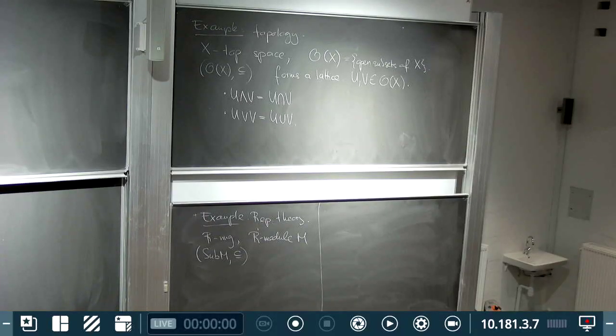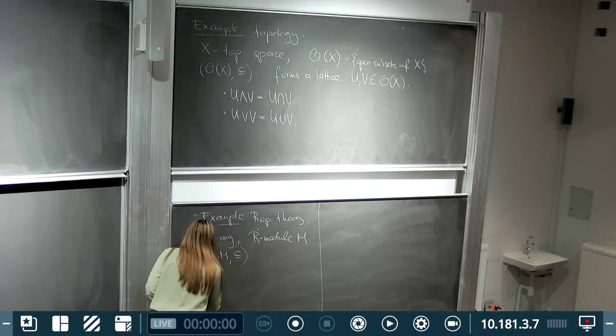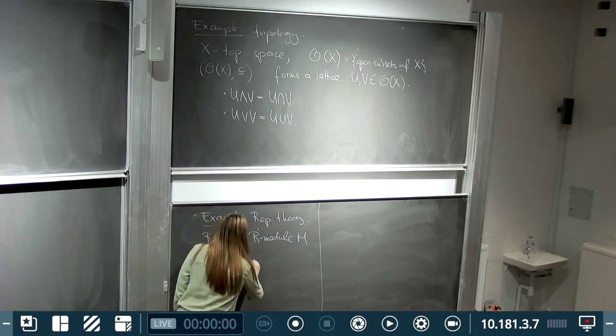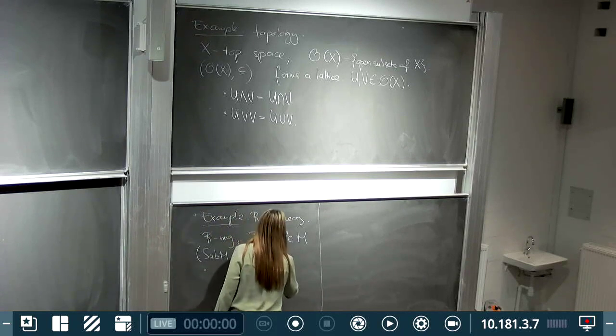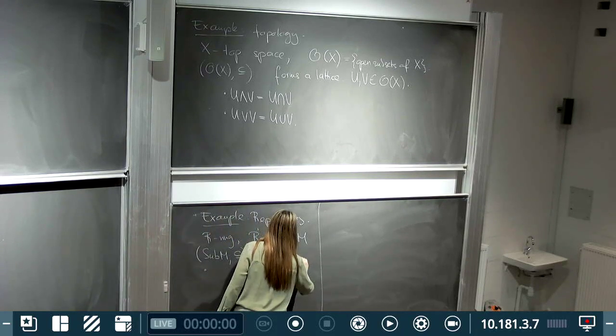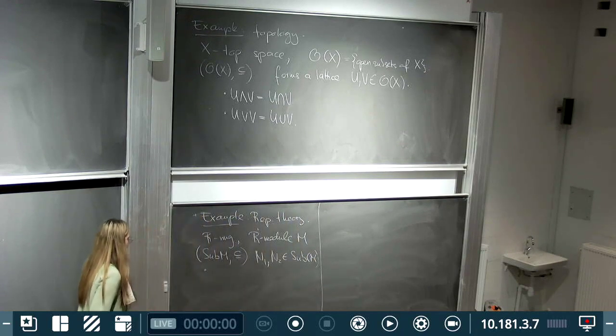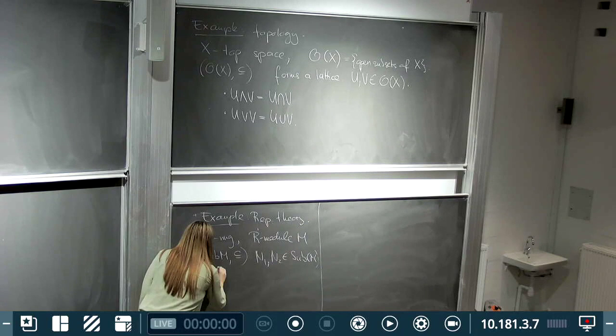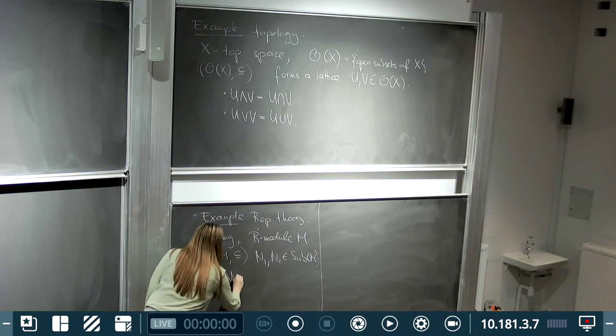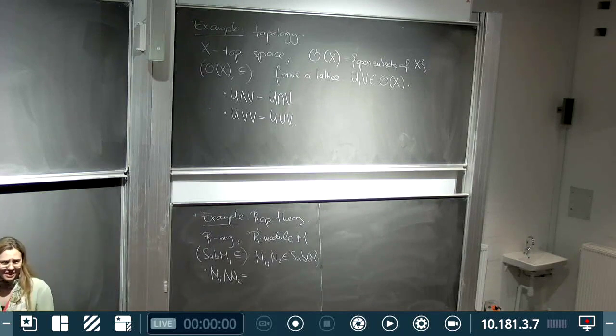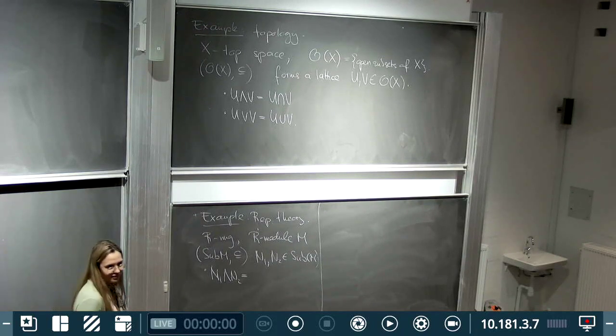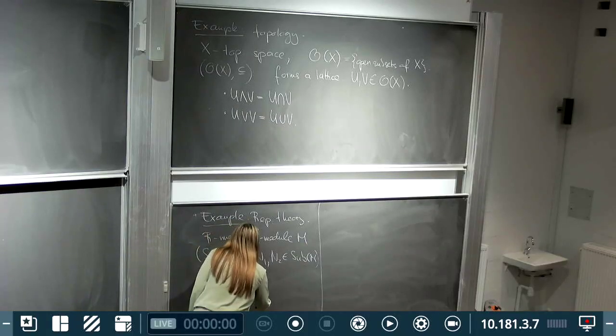So what is meet and join here? Maybe first, say we have N1 and N2, two submodules. Then we can look at the meet. That should be the smallest submodule contained in both of them. Luckily, the intersection of two submodules is again a submodule. So we can take that.